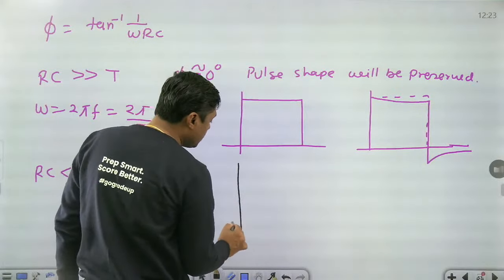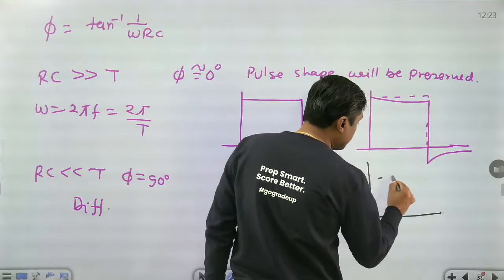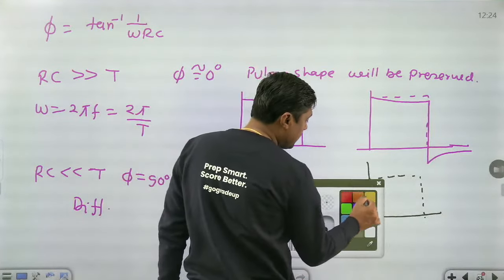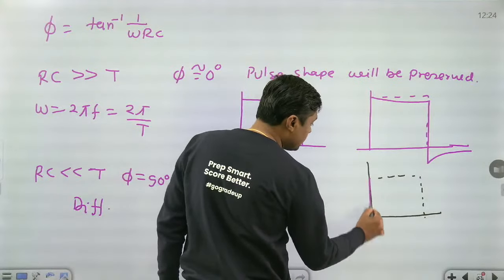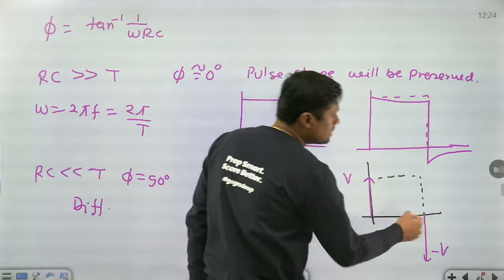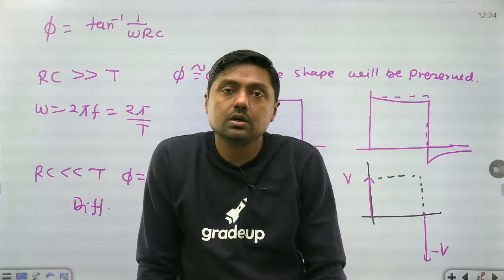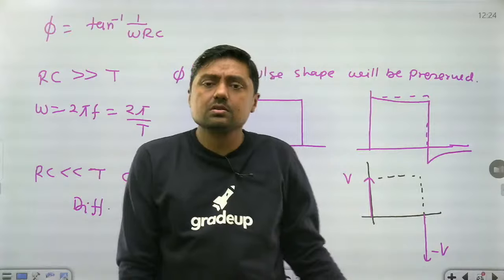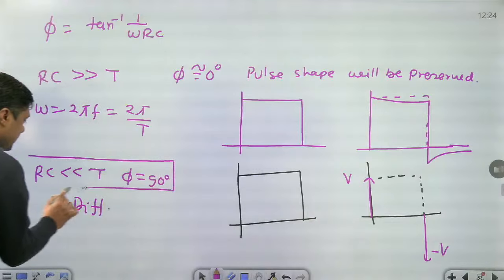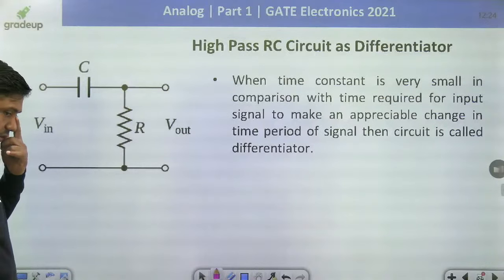If suppose we are giving the pulse, then the output is like this, we are getting the impulse. We are getting an impulse at this point and one at this point. This is called true differentiation of the signal. What is the differentiation of a pulse? Impulse. Simple. But a condition applies: RC should be very small. Then the phase shift will be exactly 90 degrees. Then what is the cutoff frequency for that?